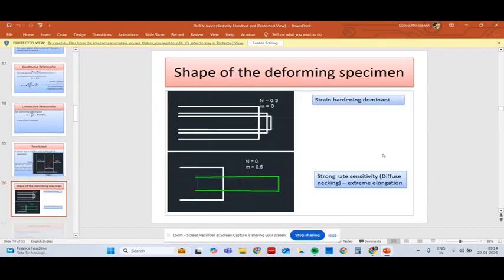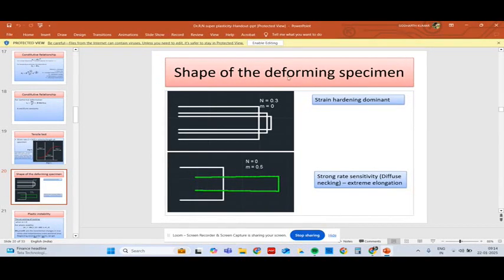Next. This is the shape of the deforming specimen. When n is dominant, say n is 0.3, m is 0, strain hardening is dominant, so deformation is restricted here. Deformation is not much. When n is 0, m is dominant, say m is equal to 0.5, n is equal to 0, very large deformation is possible because of diffuse necking. Extreme elongation is possible.